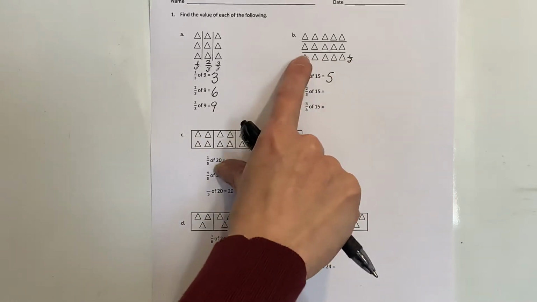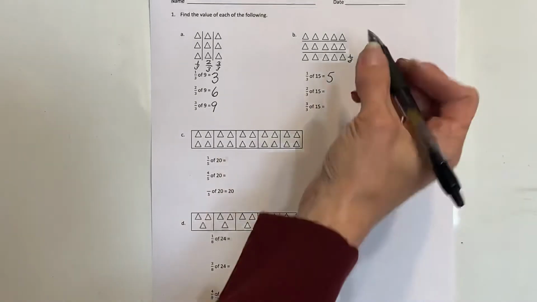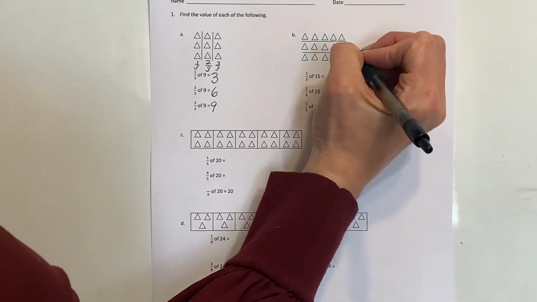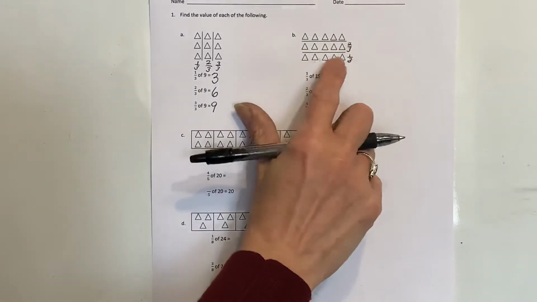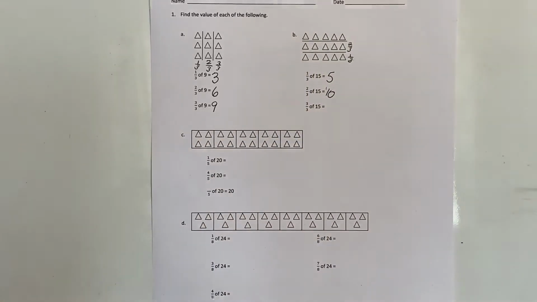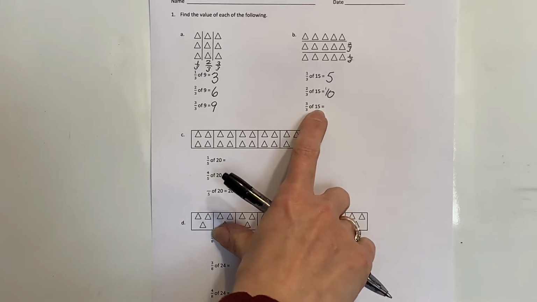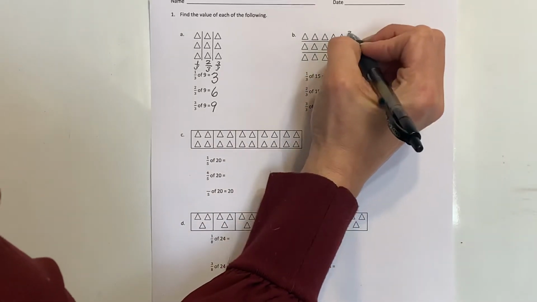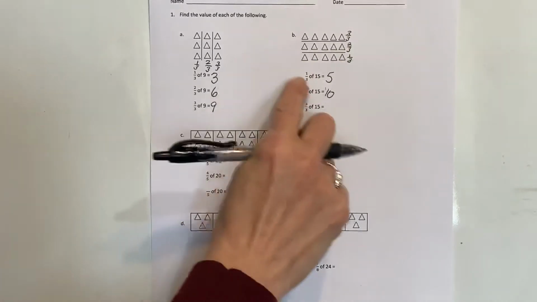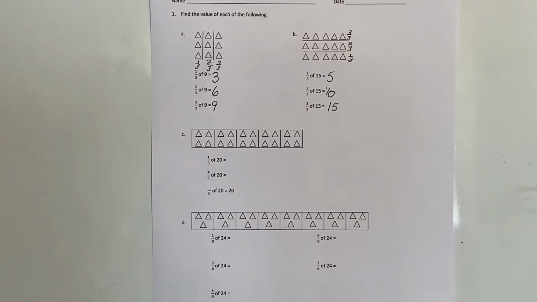There's 1/3. So we've got 1, 2, 3, 4, 5. One of the thirds. So what if we had 2/3? Well, 2/3 would be right here. So that would be 5, 10. Now 3/3, remember 3/3 means the whole thing, because 3 over 3 is 1. So that would be the same as saying 1 times 15. So we would put 3/3 here, and that would be the whole set, or all 15 counters.